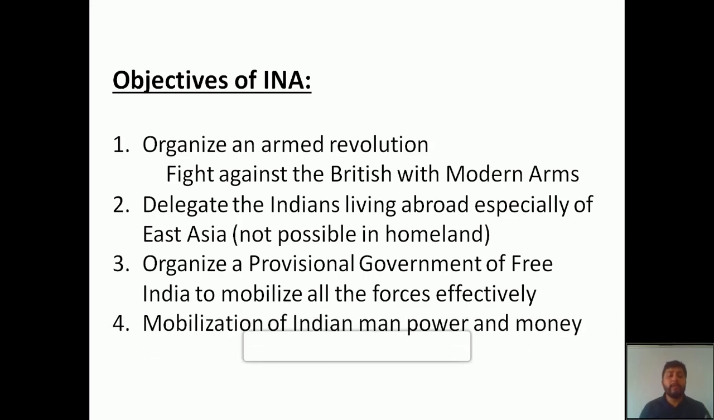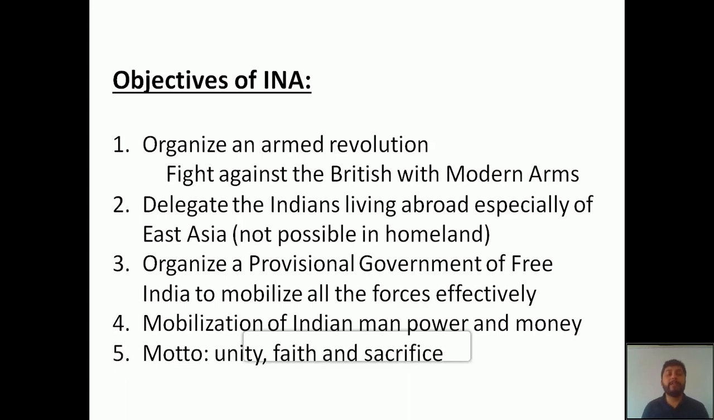Then fourth one, mobilization of Indian manpower and money. That means organize all the Indian manpower and money to fight against the British. And here, all of you just keep in mind, he was focusing on those people who were living abroad, not the people who were living in India. Because the people who were living abroad were not having a chance to take part in the Indian national movement. So mobilization of those people and their money, all these things can be used to fight against the British.